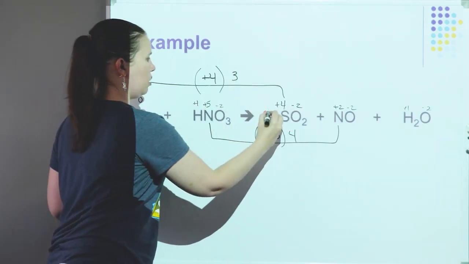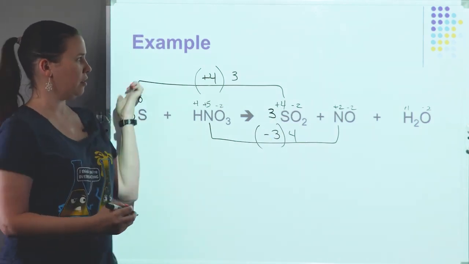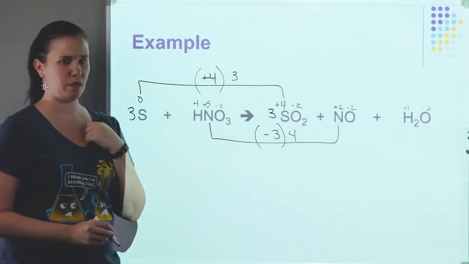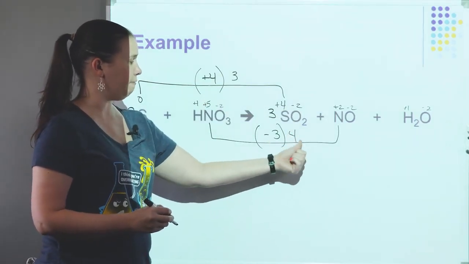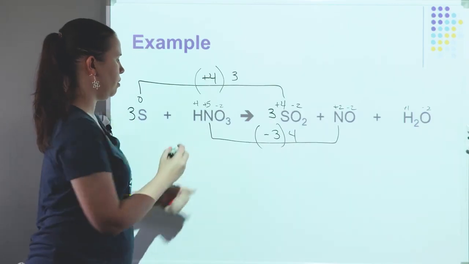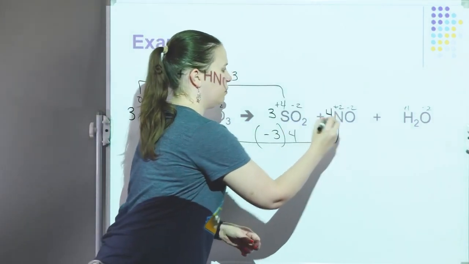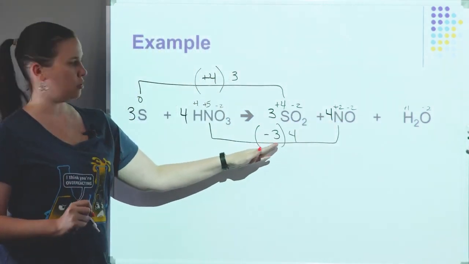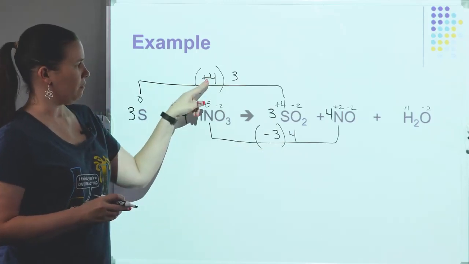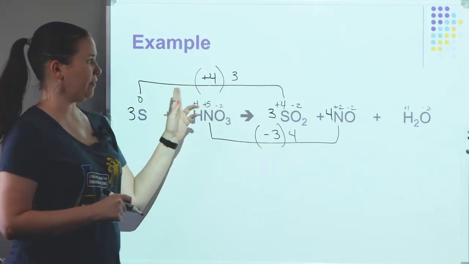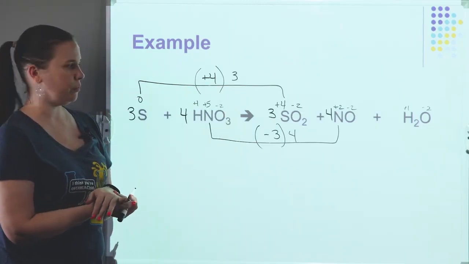So we're going to put a 3 coefficient in front of the substances that are connected to the bracket where I multiplied by 3. Then in the bracket where I'm multiplying by 4, I need 4 times the change in oxidation number. So that means I need 4 of those nitrogen atoms on either side. If each nitrogen has a change of 3, and that happens 4 times, I get a total change of 12. And if each sulfur has a change of 4, and that happens 3 times, I get a change of 12. And only then will they be equal.